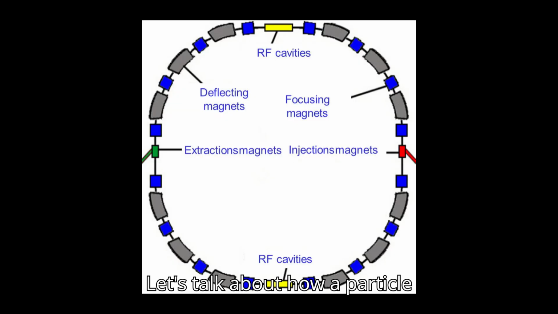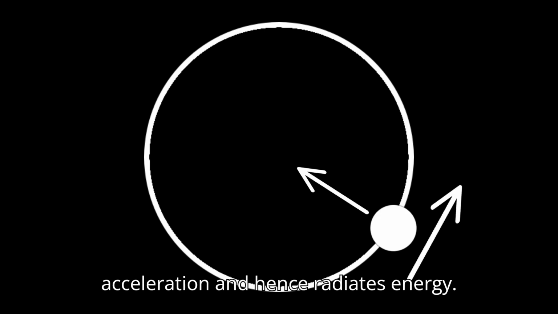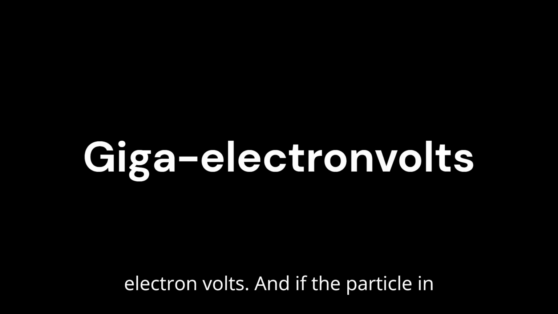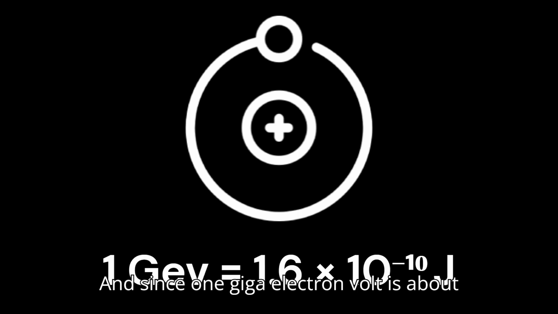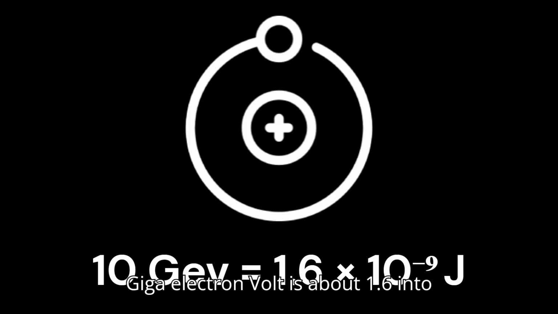Let's talk about how a particle accelerator actually works. To keep things simple, let's consider a particle accelerator as a circular path where a body undergoes constant acceleration and hence radiates energy. The energy of these particles moving at near light speed is measured in giga electron volts. And if the particle in this case is a proton, it possesses close to 10 giga electron volts. And since 1 giga electron volt is about 1.6 into 10 raised to minus 10 joules, 10 giga electron volts is about 1.6 into 10 raised to minus 9 joules. Will I explain this? No.